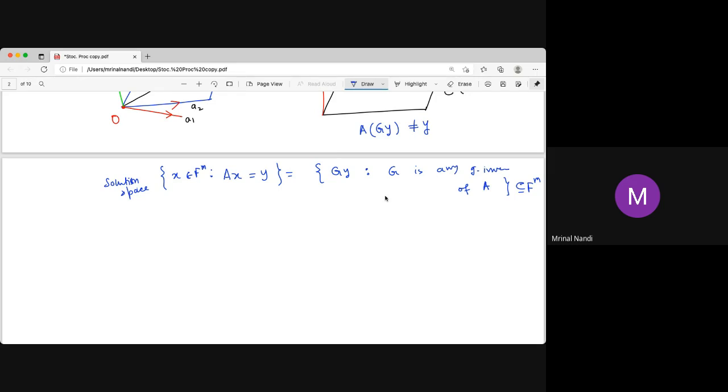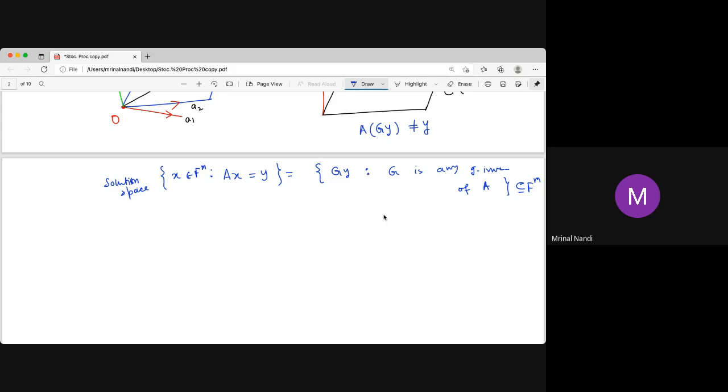So if g is a g inverse, then this is a solution. If this is a solution, then g is a g inverse of A for some g inverse. This is the very first theorem. Now these two sets are equal.